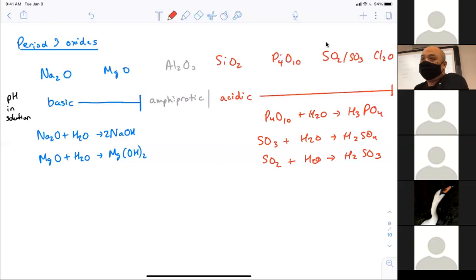Like they may ask you in a question, identify the trend of pH in metal oxides or in oxides, period 3 oxides in water, and then state the reaction for Na2O with water and P4O10 with water. So that could be a very valid question.